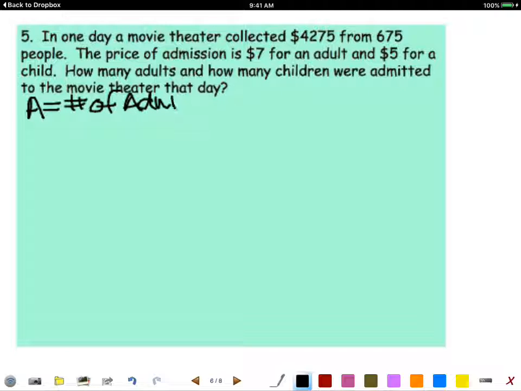The number of adults. Because in this situation, is it the number of adults or is it the cost for an adult? Well, we already know how much an adult costs, right? So it's not going to be the cost per adult. It's how many adults. And C is going to stand for the number of children that went to the theater this day. Who can tell me one equation that we could set up here based on the information that we know? Now, it's not going to come straight from one sentence at a time like the other one. You're going to have to stop and think here for a minute.